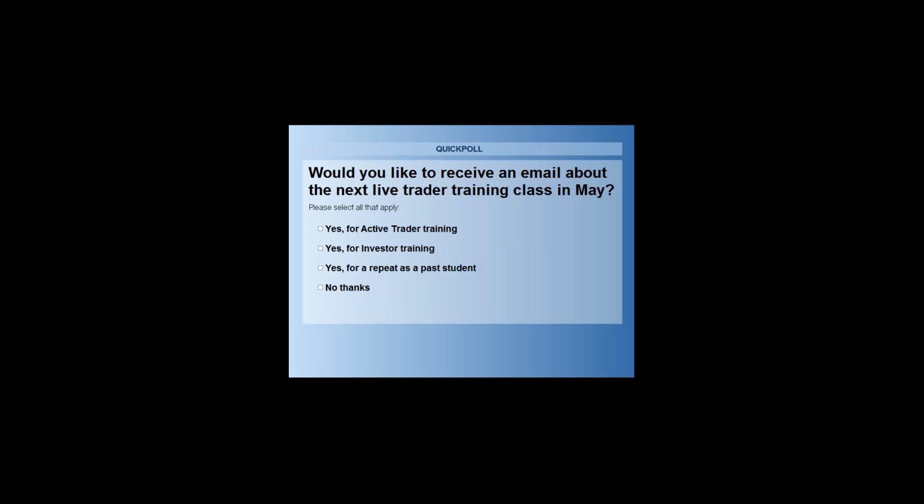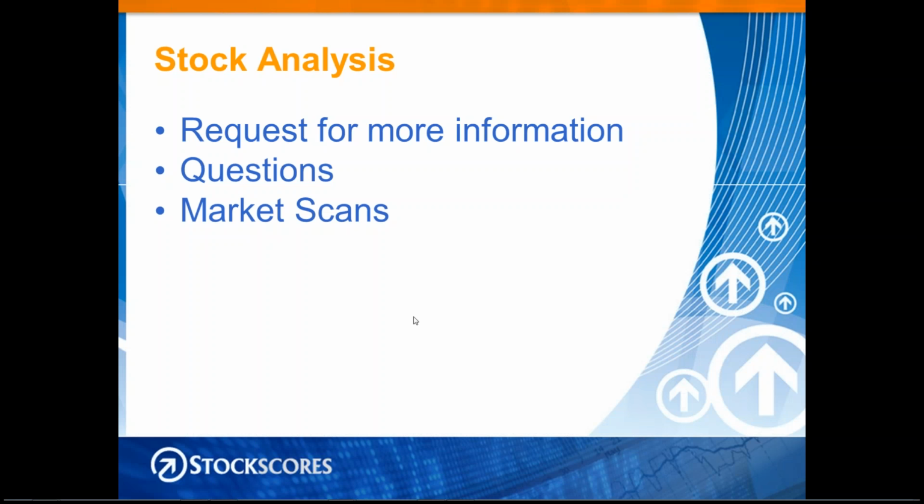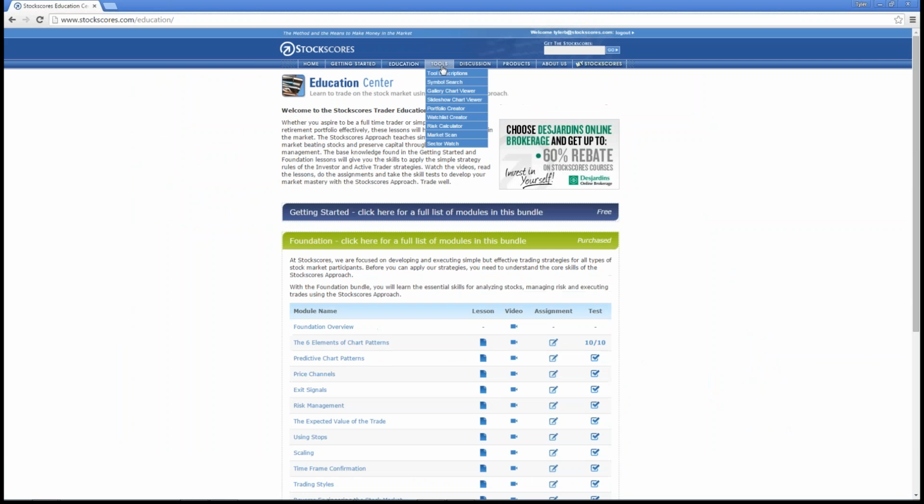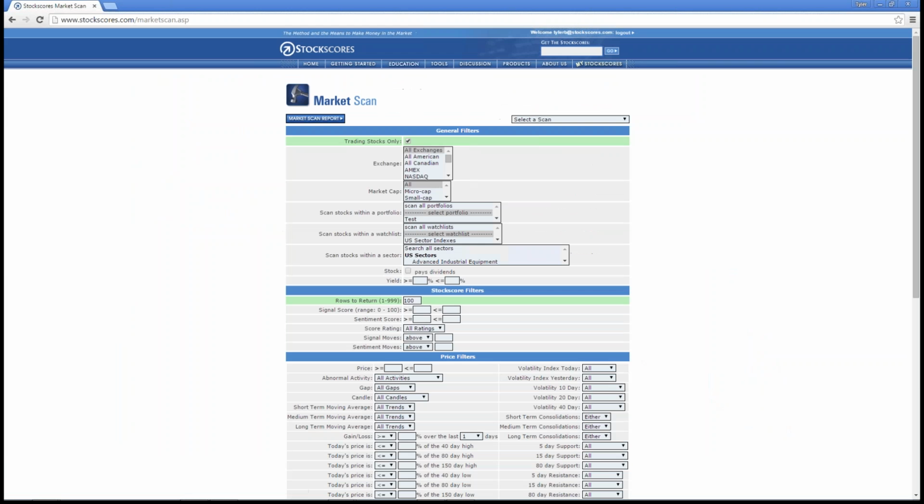So let me just close off this poll. Hopefully everyone's had a chance to answer. I'll close this off, and let's do some market scanning. After we do the market scanning, we will look at some individual stocks. So I'm going into the market scan tool, and I am going to use the Stockscores Simple Canada scan first. So we're going to select that scan, and we're going to run the process.